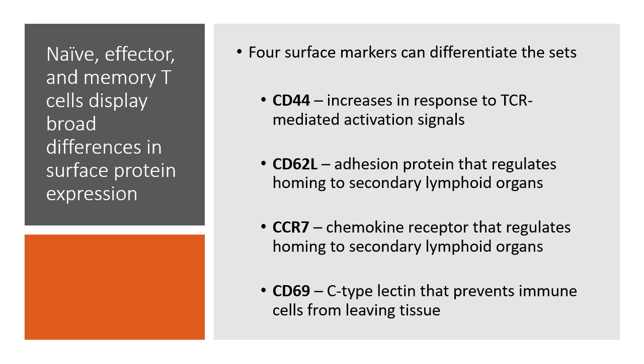All three of these different lineages express different combinations of cell surface markers, and four in particular are used to differentiate memory cells from the rest. CD44. This increases in response to T cell receptor signaling. So one of the earliest events in activating a T cell, one of the first things that's going to be increased on those cells is CD44. You can tell an activated effector cell by how much CD44 it expresses. We also saw CD44 during T cell development.